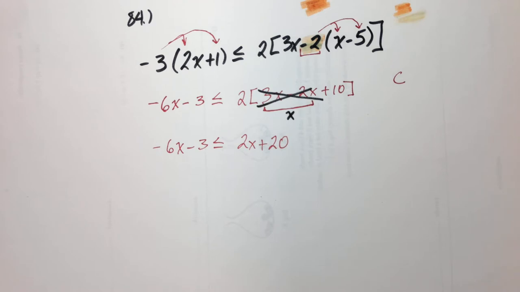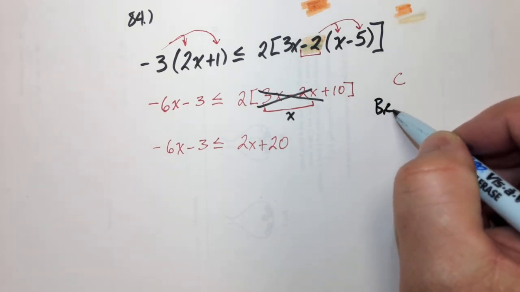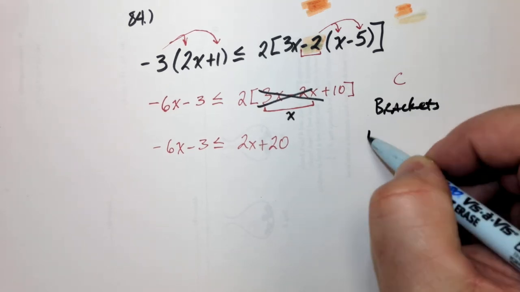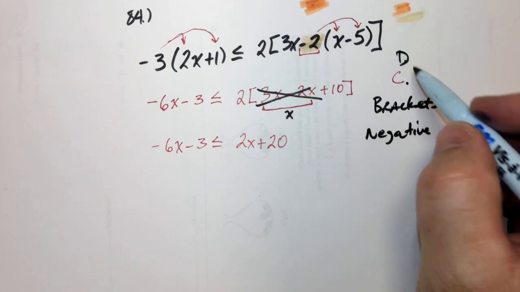Okay. So yeah, you got to really be careful. You got to watch out for those brackets. They'll get you. Brackets and negative signs. And it's all about distributing and then combining like terms.